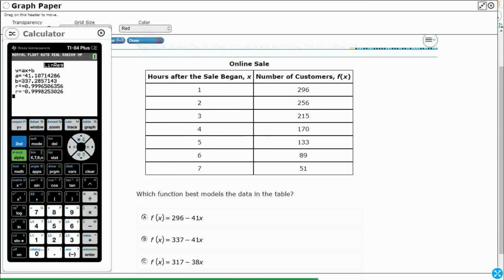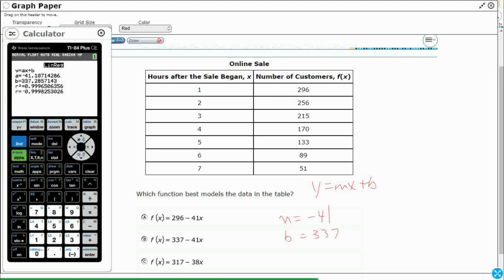All right, so they've got my a, so y equals mx plus b. They call it a, that's fine. That's going to be m equals negative 41. And then b equals that 337.